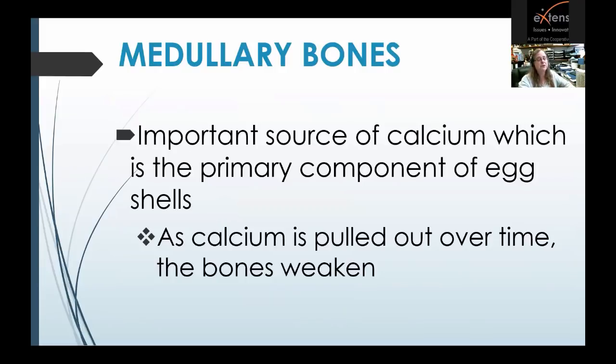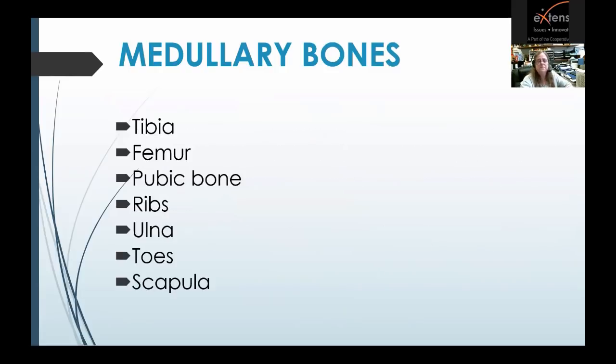So after a period of time, if they're laying continuously, the bones can become very weak and brittle. So you'll find that the bones of old laying hens can be very brittle and have to be handled with care. The medullary bones include the tibia and femur in the leg, the pubic bones, the ribs, the ulna in the wing, the toes, and the scapula in the shoulder.